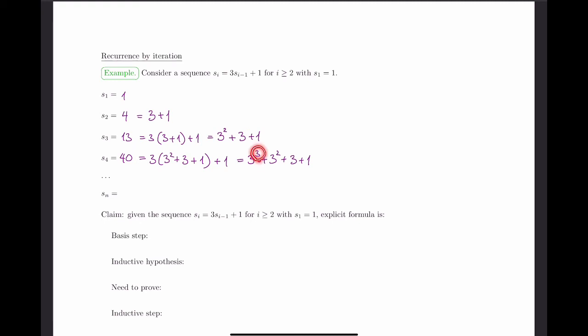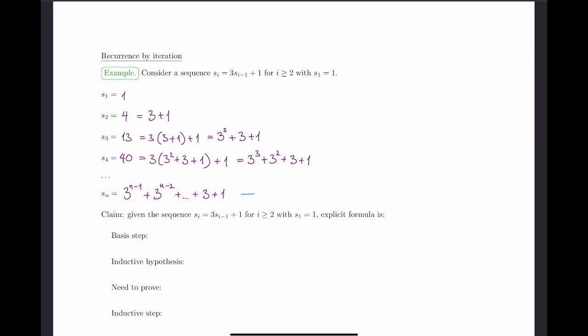The highest power of 3 is 1 less than the index. So if my index is n, the highest power of 3 is going to be n minus 1. And then I'm going to count down from that power all the way down to plus 3 plus 1. And the great news about this is we know what this is. This is a geometric series. Normally we write them from this side on. So it's 1 plus 3 plus 3 squared plus 3 cubed all the way up to 3 to the n minus 1.